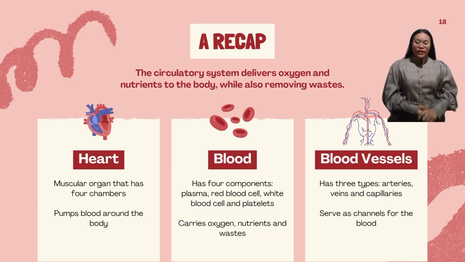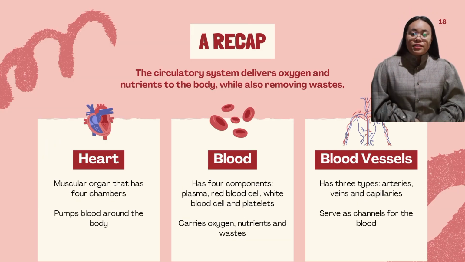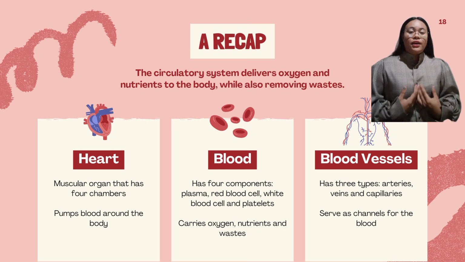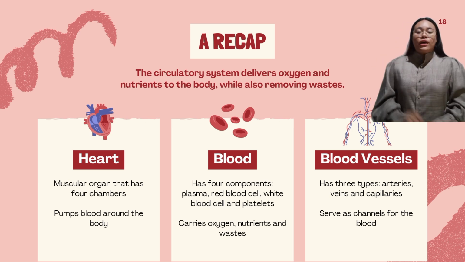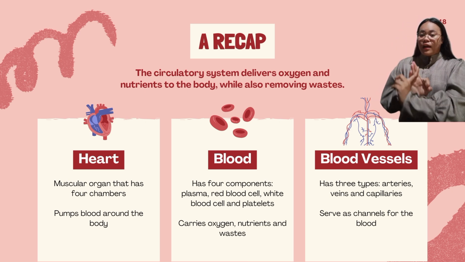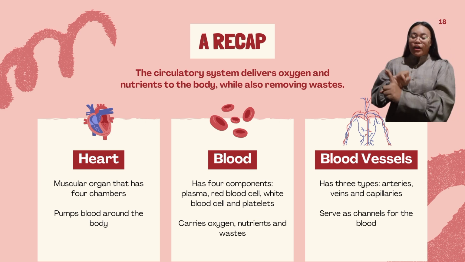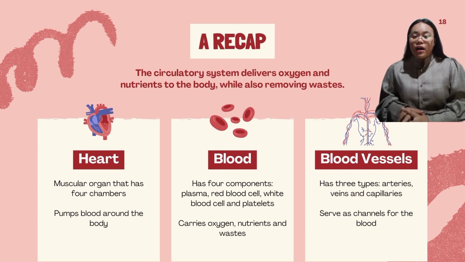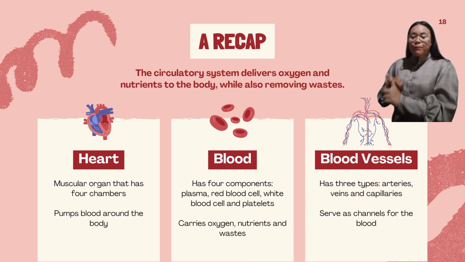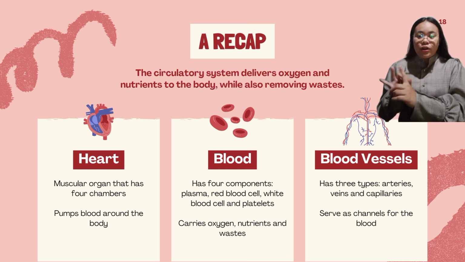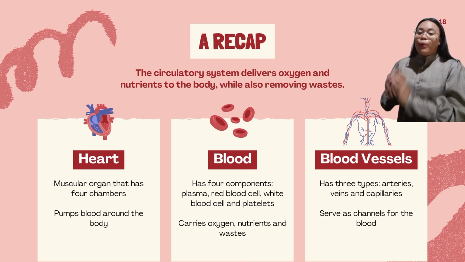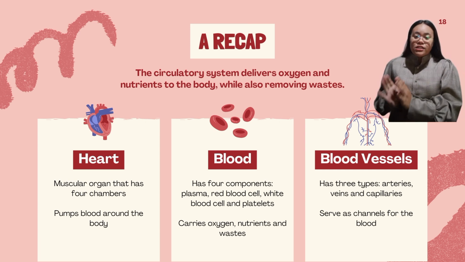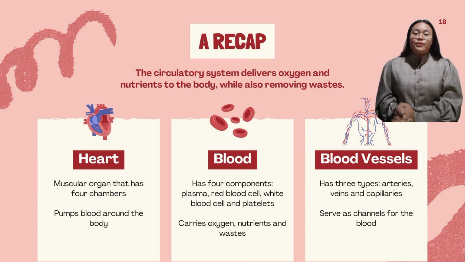Let's do a recap. The circulatory system delivers oxygen and nutrients to our body while also removing waste. Our first topic was the heart, a muscular organ that has 4 chambers and pumps blood around the body. The second topic is blood. It has 4 components: plasma, red blood cells, white blood cells, and platelets. The blood carries oxygen, nutrients, and waste.